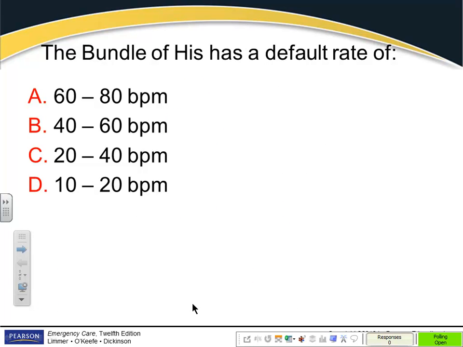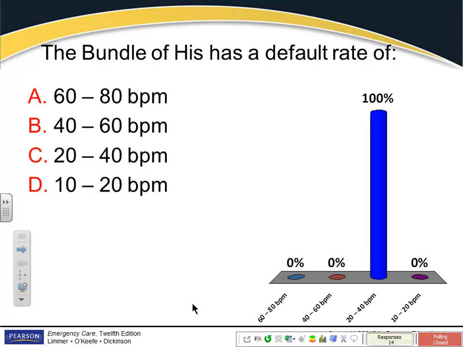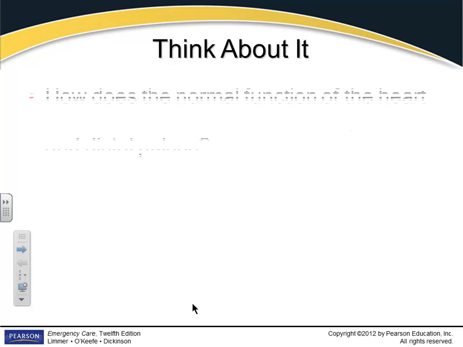The bundle of His has a default rate of, if you miss this, we're really in trouble. How can I have 14? Oh, we do have 14. Yay! Extra points for you guys. Oh, please. Gave you an easy one. Please do that. Please, extra points.